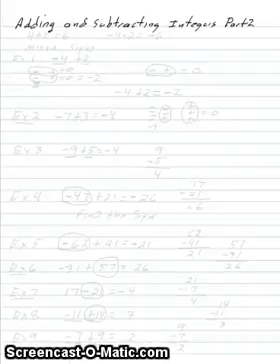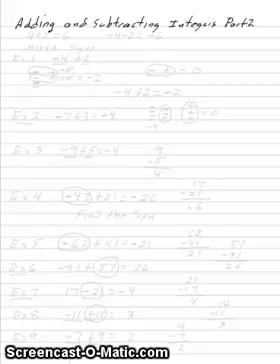Adding and subtracting integers, Part 2. Part 1 dealt with integers of the same sign. For example, 4 plus 2 equals 6, or negative 4 take away 2 equals negative 6. Now we're going to mix the signs.